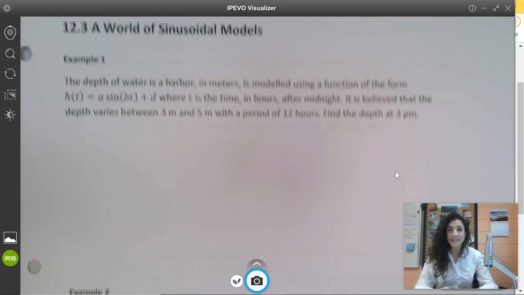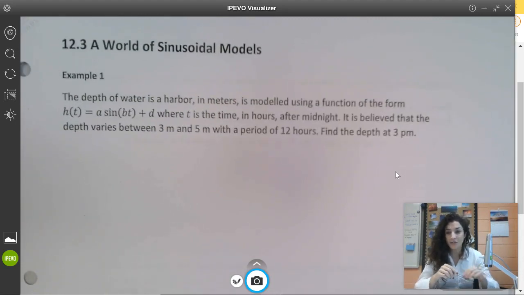Hey, 12th graders. This is our last lesson for our sinusoidal modeling unit. So far what we've done is we've talked about how to evaluate sinusoidal models, how to use them, understanding the key behaviors of sinusoidal models, using that in order to understand the context of the situation. That was all lesson one.